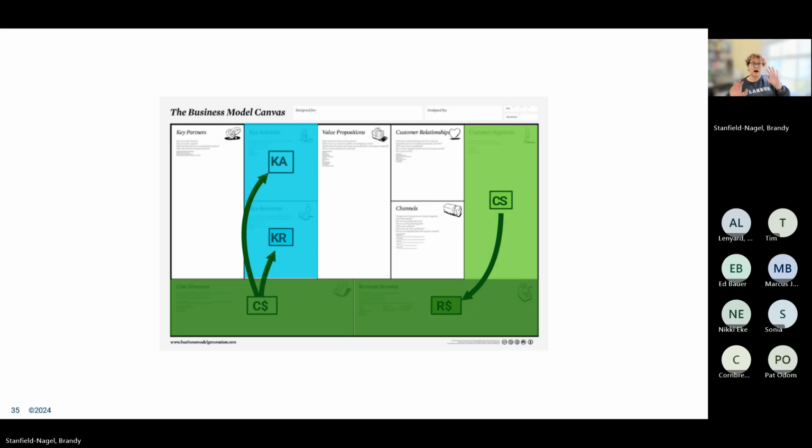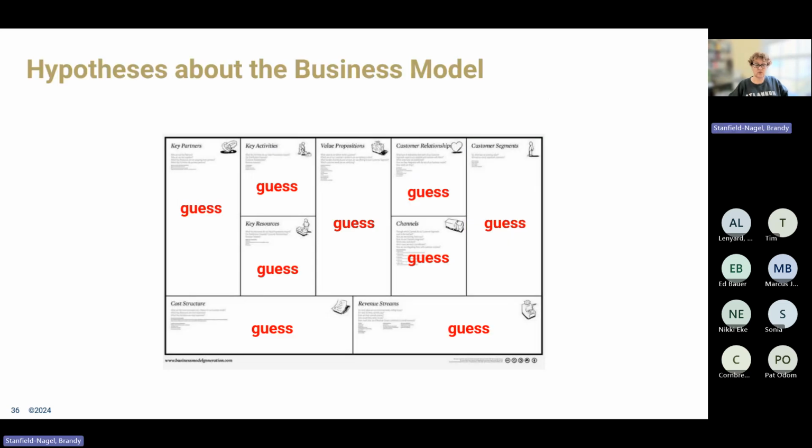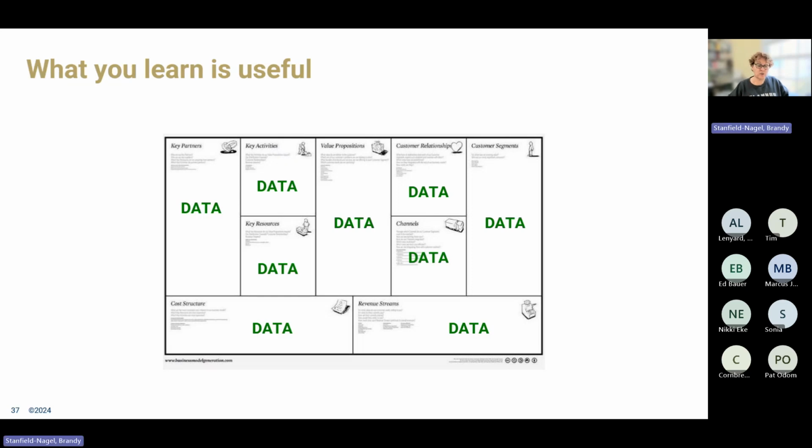I want to highlight this again. Key activities, key resources, that's where all your costs come from. Customers drive all of your revenue. You start out with all of these guesses. You do customer discovery and you learn what's really happening out in the marketplace. You get data. And then as you fill it in, it becomes a complete and valid business model canvas.